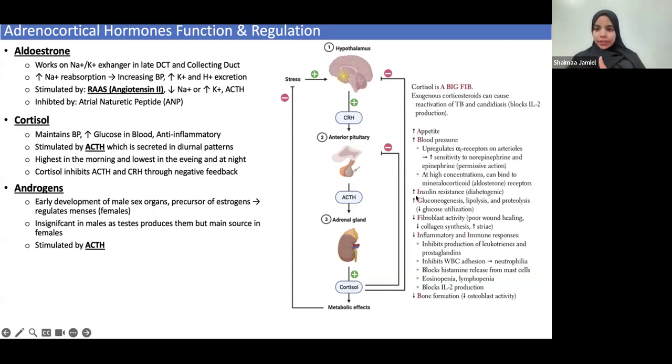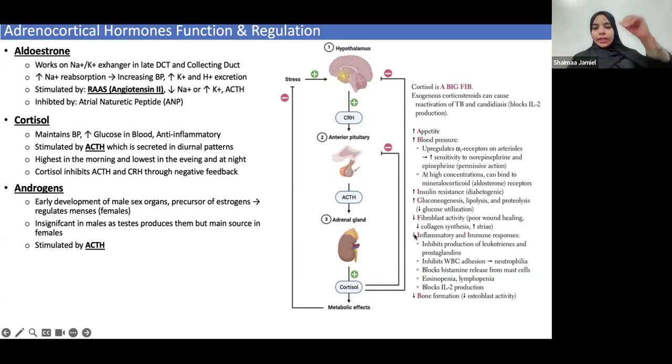It also increases insulin resistance, which is going to increase glucose, and increases gluconeogenesis, which again increases glucose, and lipolysis. This is similar to growth hormone. However, it causes proteolysis, so it causes protein breakdown, unlike growth hormone. And it also decreases fibroblast activity, so it basically doesn't really synthesize things. So you're going to have delayed wound healing and so on, thin skin, which we're going to see later.